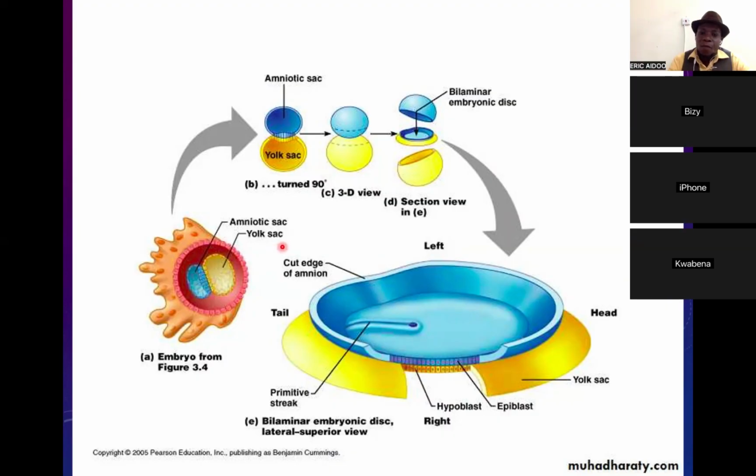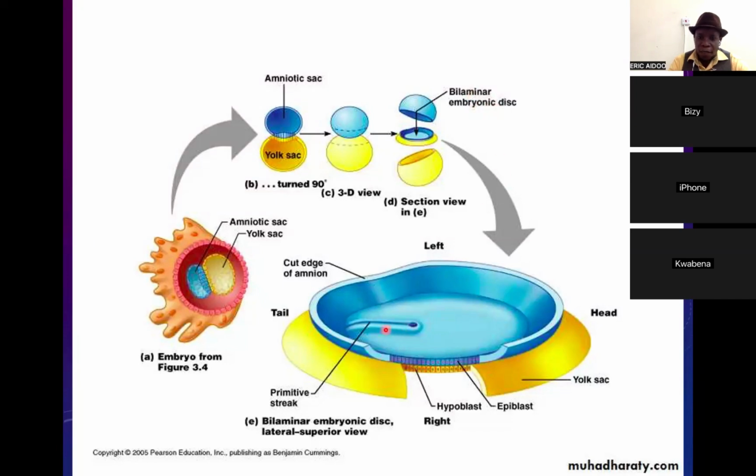In the second week, once implantation has started and everything is successful, you start having the bi-laminar disc formation. It is made up of this blue part known as the epiblast and the yellow part known as the hypoblast. Okay, so that is what we call the bi-laminar disc, bi-laminar embryonic disc.